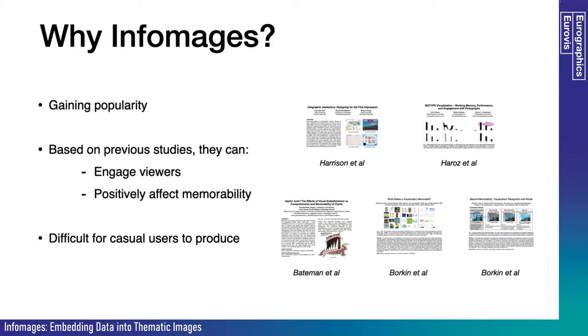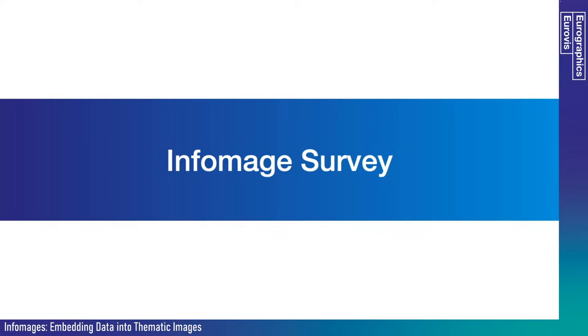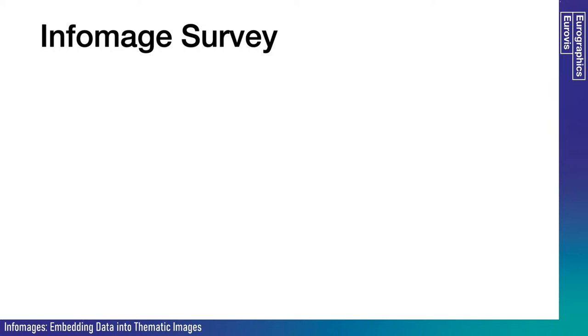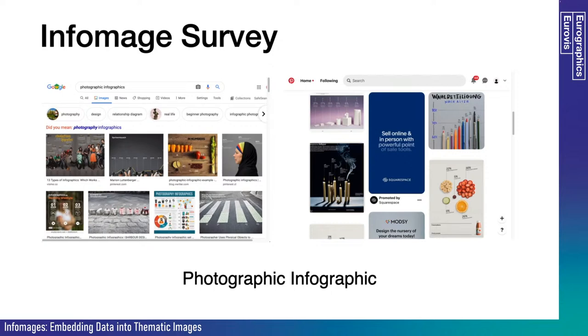But before creating our design tool, we first conducted a survey of existing infomerges. We wanted to first understand how professionals have gone about creating these graphics and then apply these principles to our tool. So we first collected a set of images for our survey. We used the term photographic infographic to retrieve infomerge-like graphics using Google Images and Pinterest. We also used the related images feature of these websites to recursively collect more images related to the initial results.